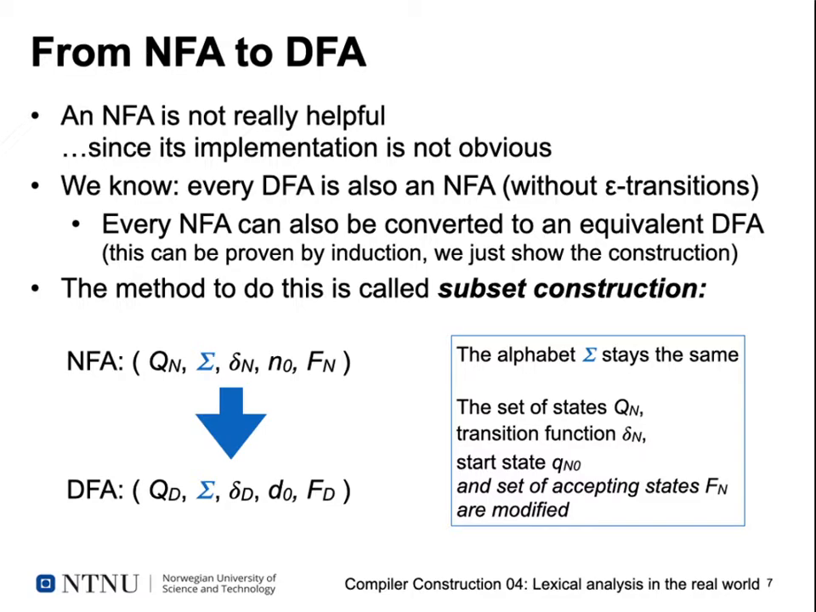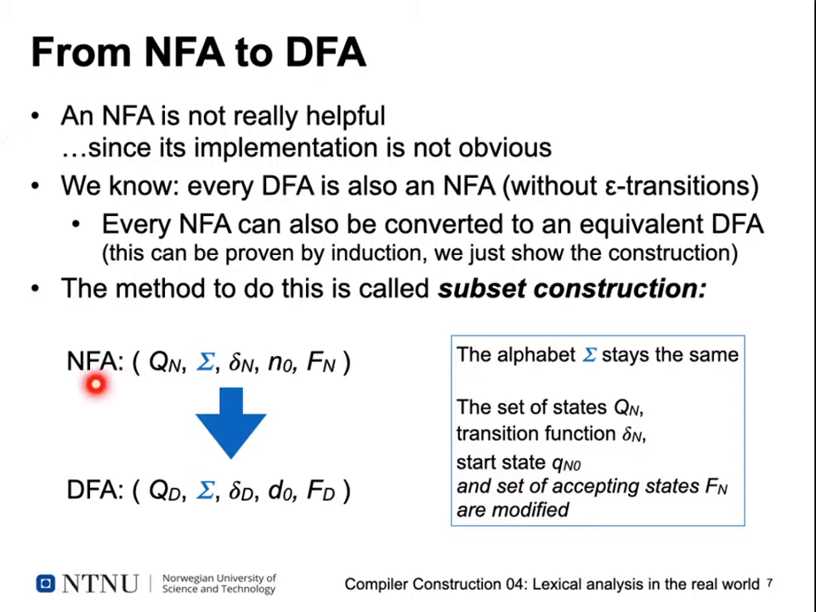We already know that every DFA is also an NFA without the epsilon transitions. And it's also true that we can convert every NFA to an equivalent DFA. We don't want to prove this here. You can prove this by induction. We just show the construction for simplicity. And the method to do this is called the subset construction.